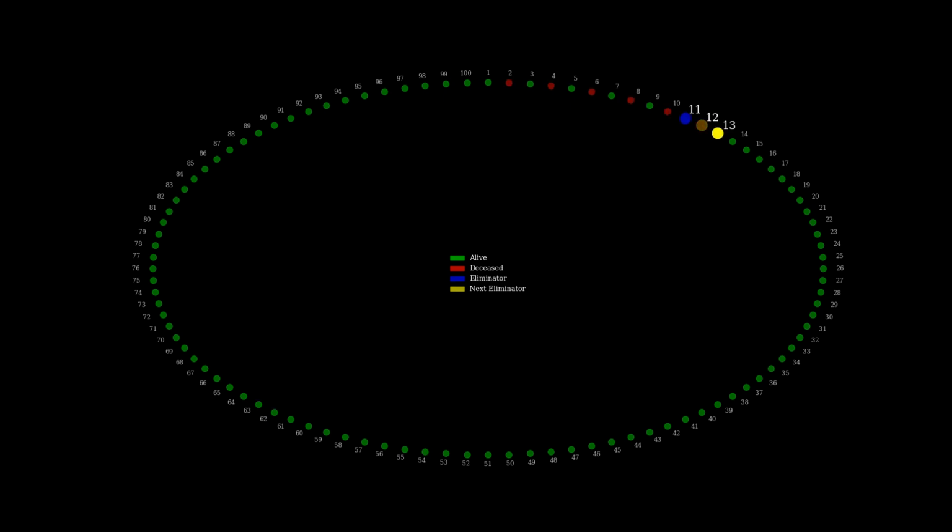Whenever a person is eliminated, they are marked in red. The eliminator is marked in blue, and the next person to hold the sword is marked in yellow. All other people alive are in green. As this proceeds, we can see that people are eliminated, and in the end, only one person remains. In our case, where there are 100 people, the person in the 73rd position survives.